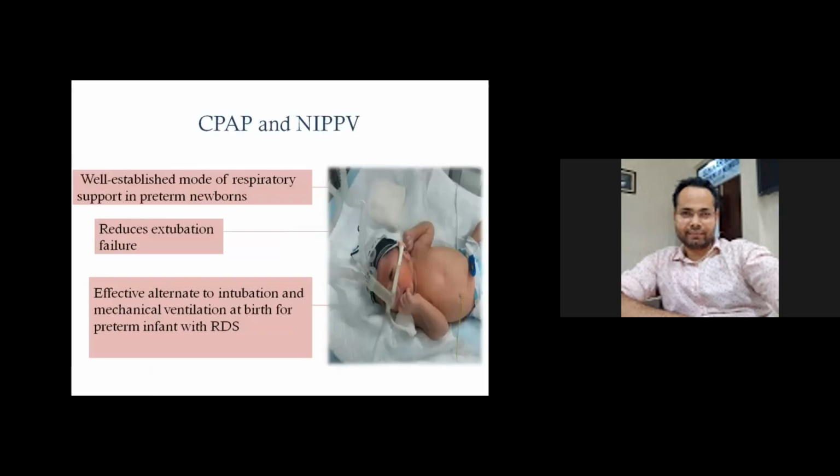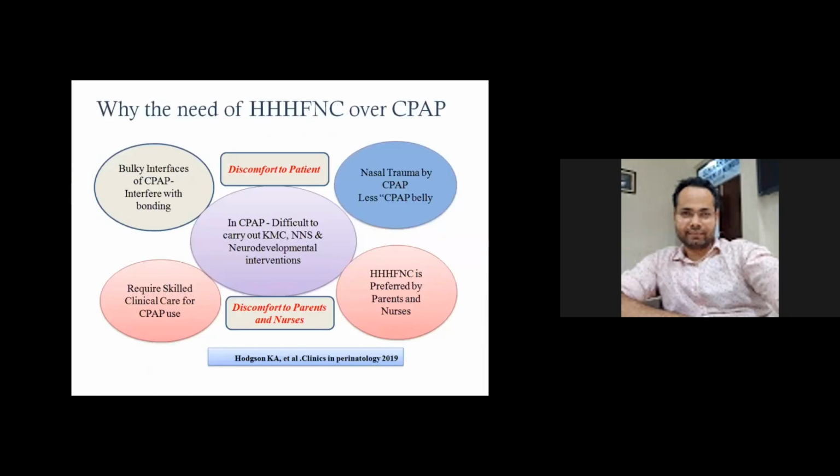We know that CPAP and NIPPV are well-established modes of respiratory support in preterm newborns. These reduce extubation failure. These are effective alternatives to intubation and mechanical ventilation at birth for preterm infants with RDS. So why do we need HFNC over CPAP?